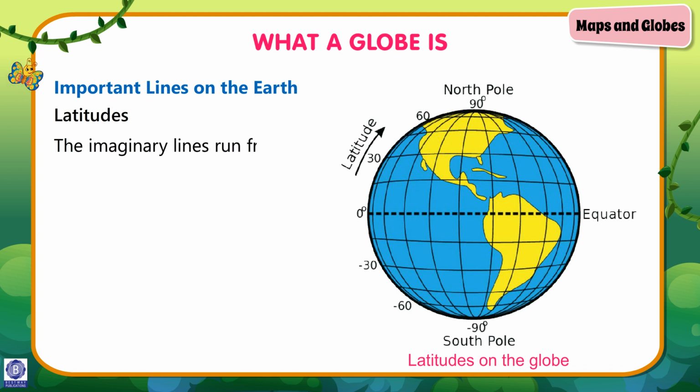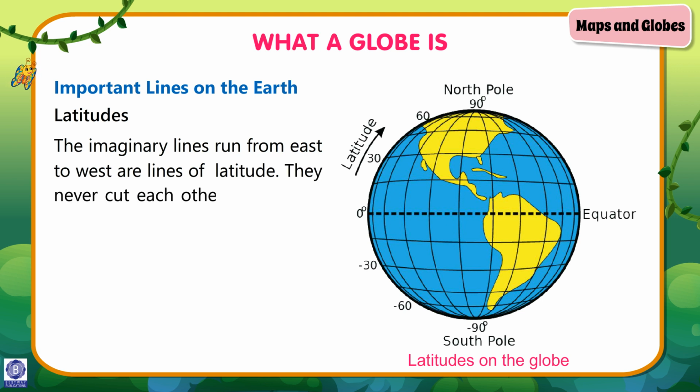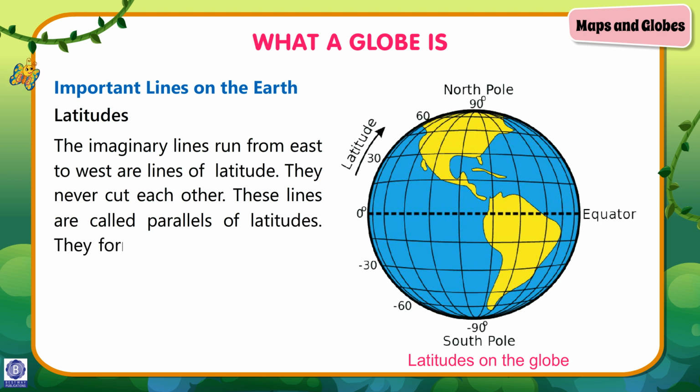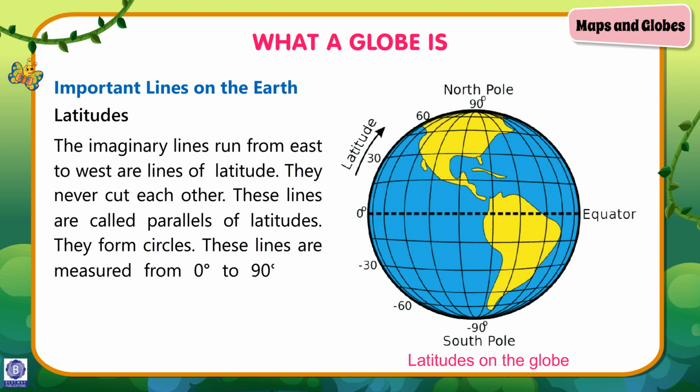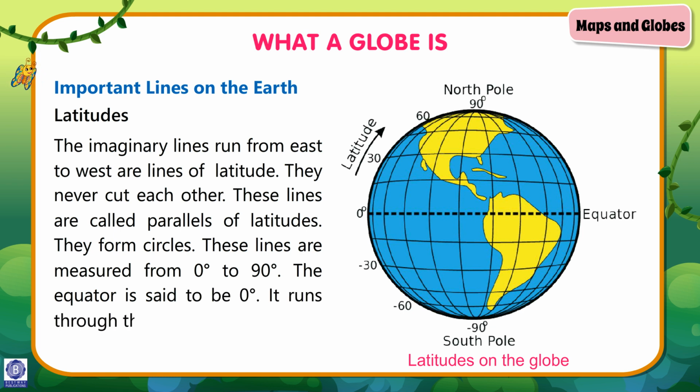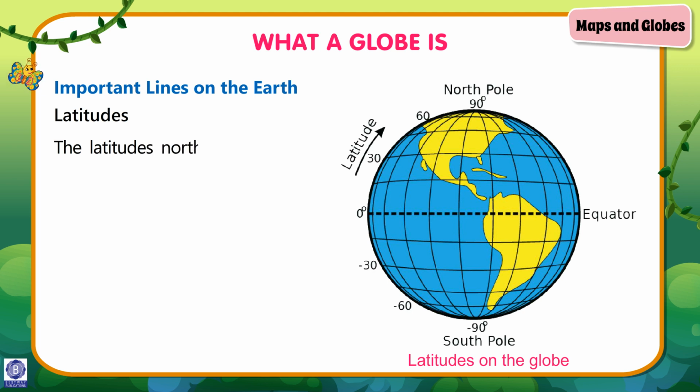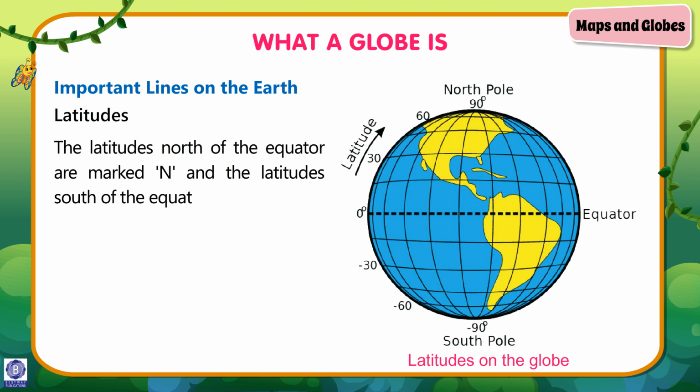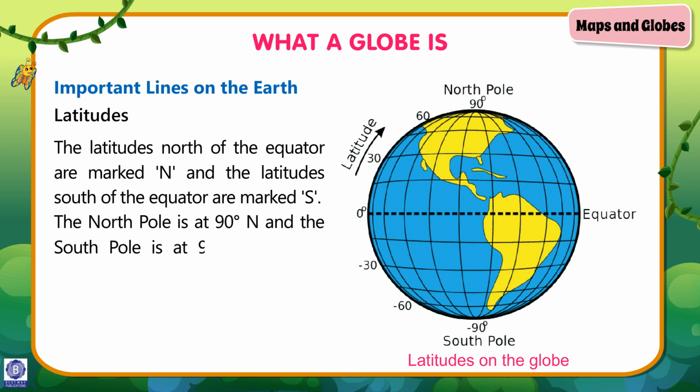The imaginary lines that run from east to west are the lines of latitude. They never cut each other. These lines are called parallels of latitude. They form circles. These lines are measured from 0 degree to 90 degrees. The equator is said to be 0 degree. It runs through the center of the globe. The latitudes north of the equator are marked N and the latitudes south of the equator are marked S. The North Pole is at 90 degrees north and the South Pole is at 90 degrees south.